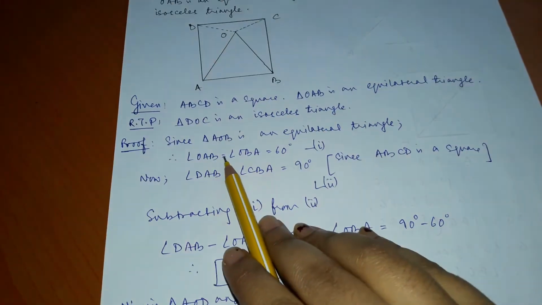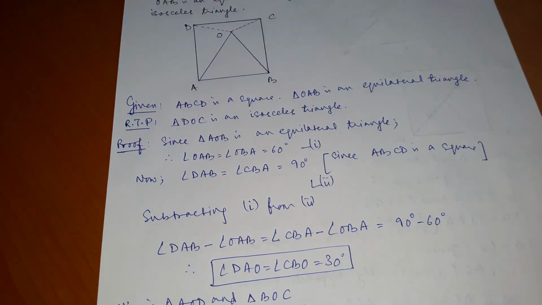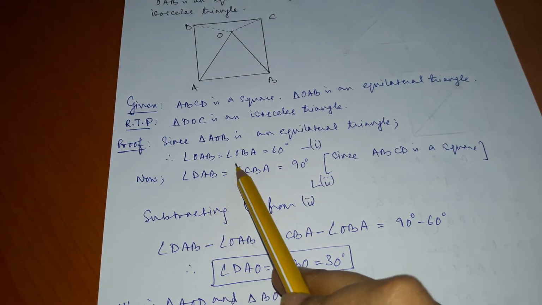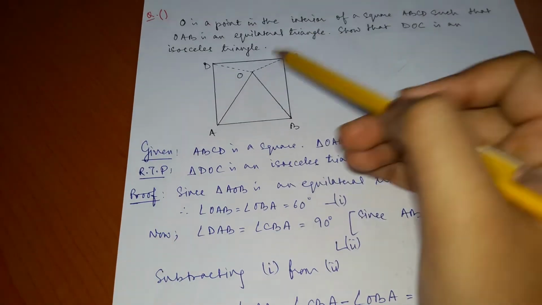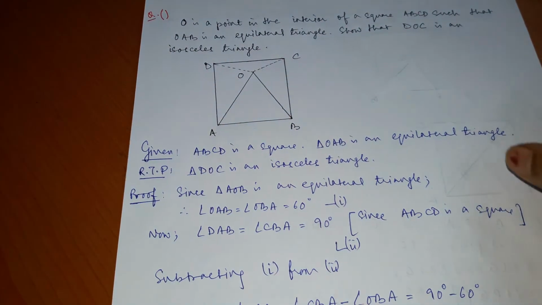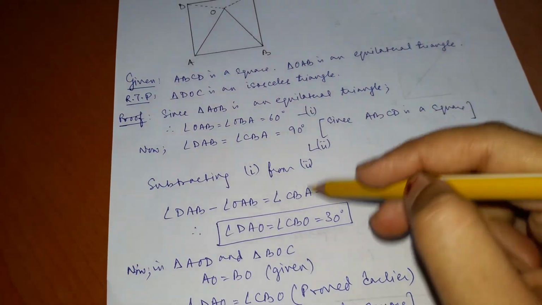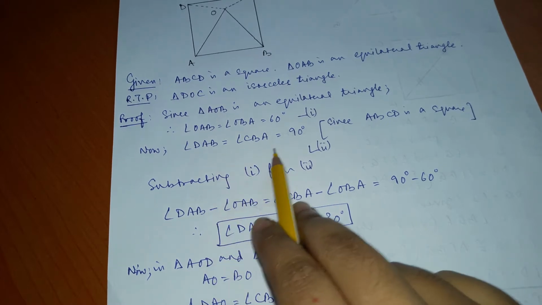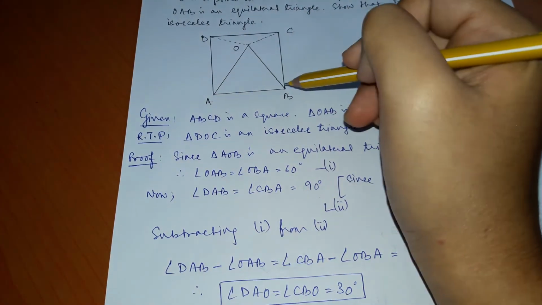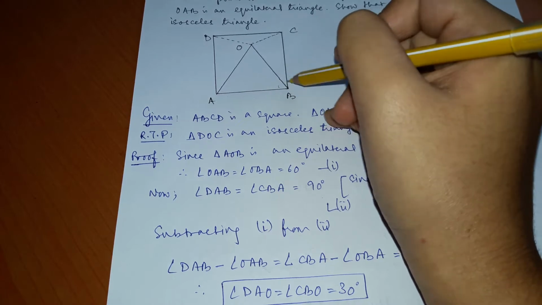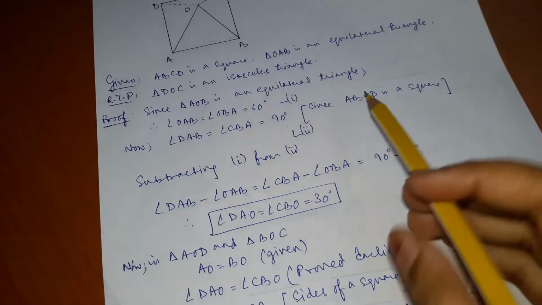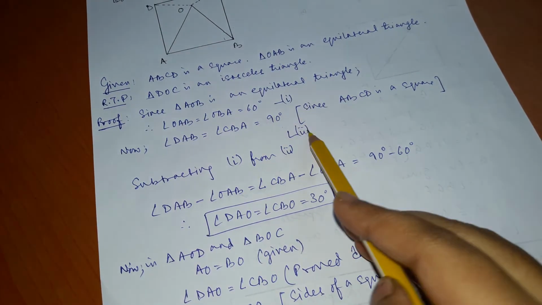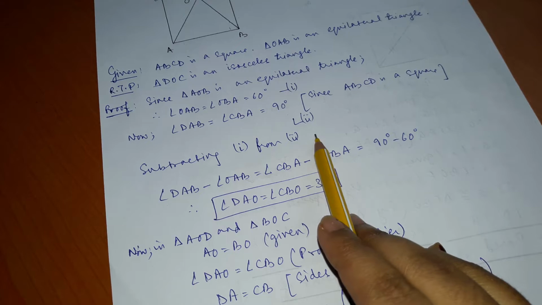Since triangle AOB is an equilateral triangle, we are given that triangle AOB is an equilateral triangle. So angle OAB equals angle OBA equals 60, क्योंकि एक equilateral triangle का सारे angle is equals to 60, we know that. So now angle DAB equals angle CBA equals 90. देखो DAB equals CBA क्योंकि ये side एक square का सारे angle 90 है. So since ABCD is a square, we can write this, and we are naming these two equations as 1 and 2.